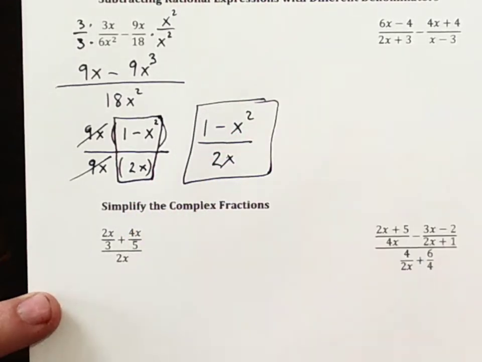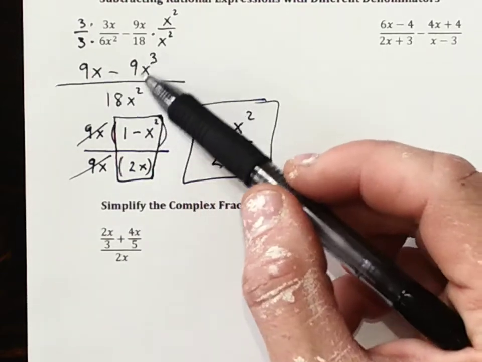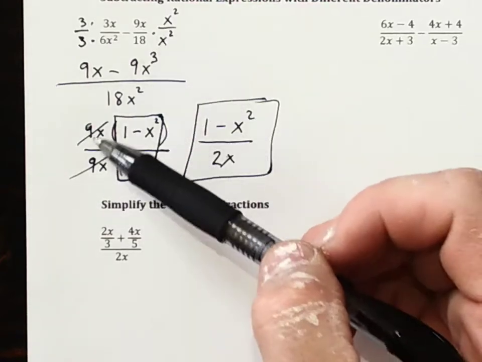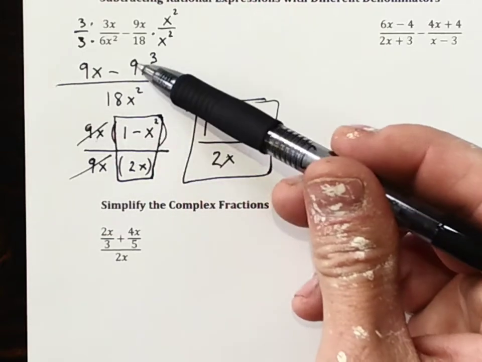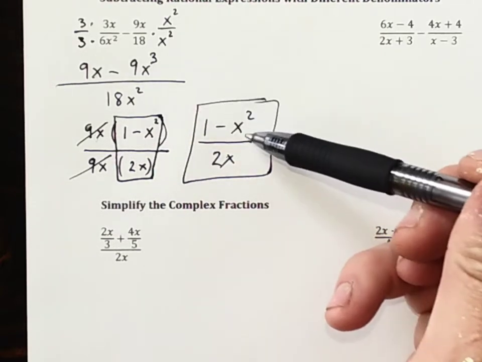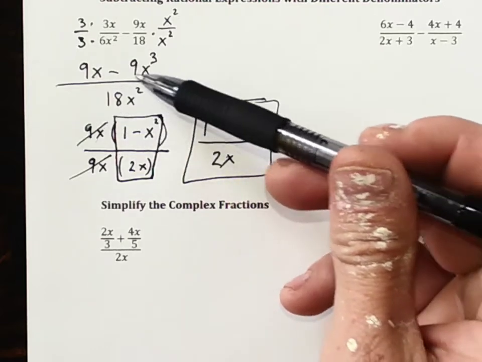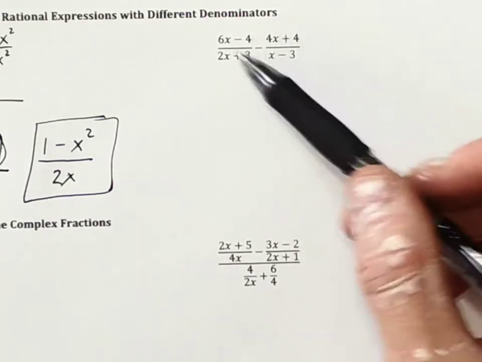That's your final answer. And the reason why is because every single one of these has a 9x inside of it. So 9x goes into 9x, leaving behind a 1. 9x goes into 9x to the third, leaving behind an x squared. And 9x goes into 18x, leaving behind a 2x. Your simplified answer.